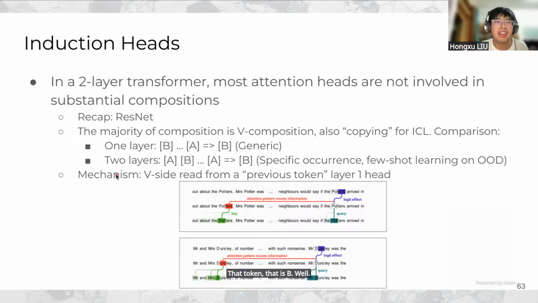Well, what they find next is that since that is a kind of V composition, that means that the value set comes from one layer 1 attention head. That is, the layer 1 attention head is just a simple attention head that moves information from the token before that token. And so the token right now can attend to the token after the former occurrence.